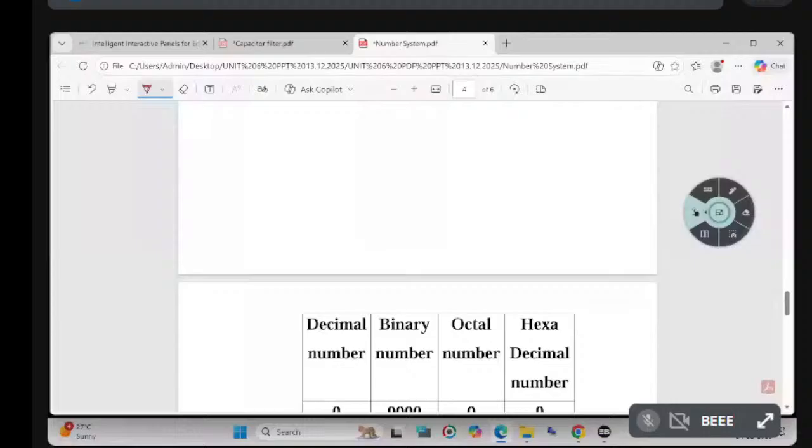So that number system is completed. Today's topic 1, number system: 4 number systems, binary, decimal, octa, hexa. We have completed these. Clear?